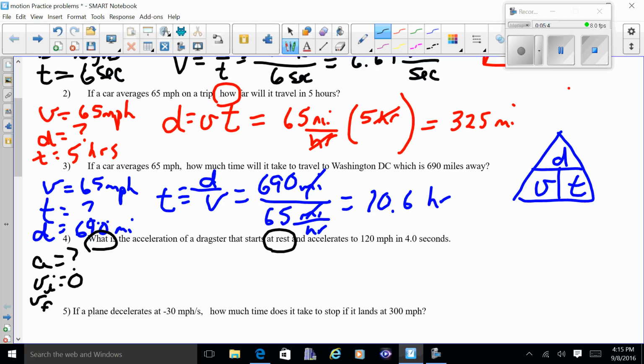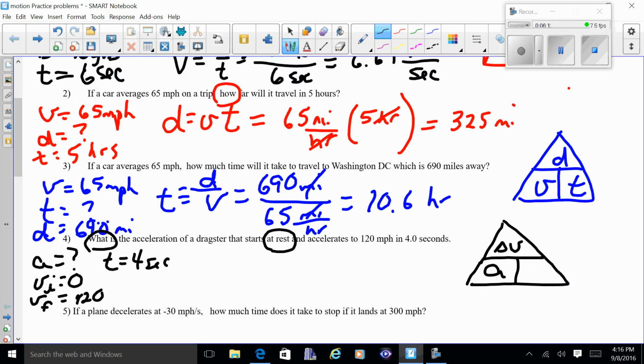The formula we use for acceleration is A equals delta V over delta T. And so let's go ahead and put that in. A equals change in velocity, which is final velocity minus initial velocity, over my change in time. So I'm going to put in 120 minus 0 over, this is miles per hour, over a time of 4 seconds.